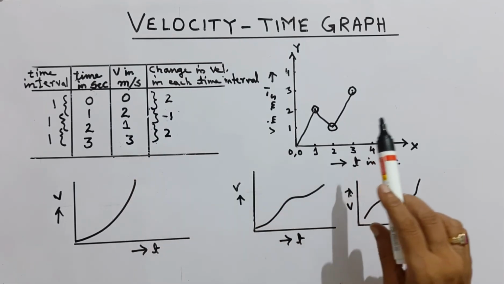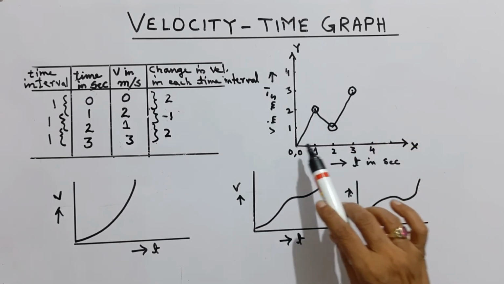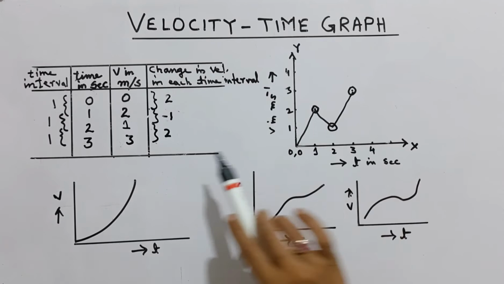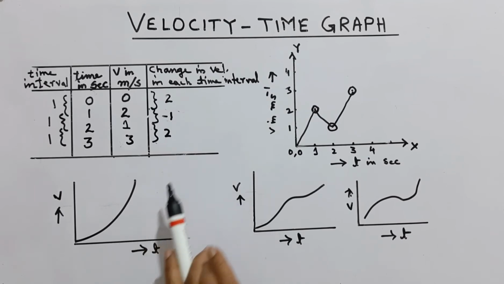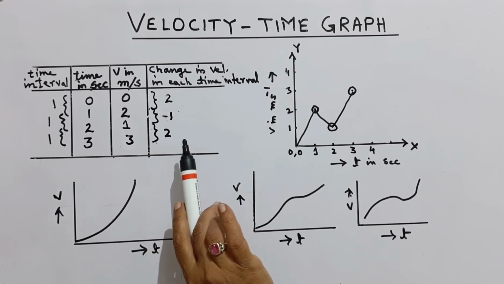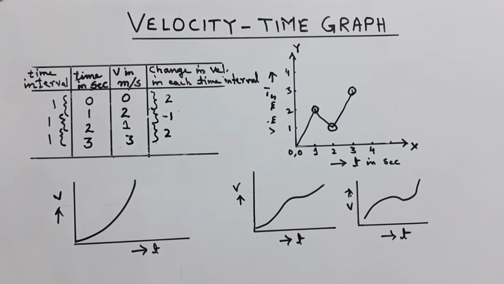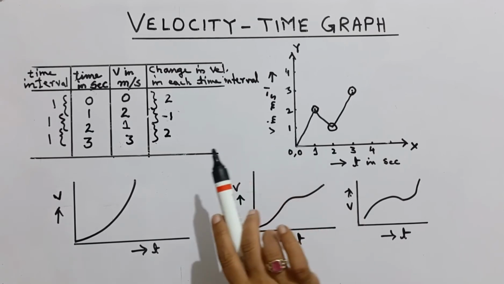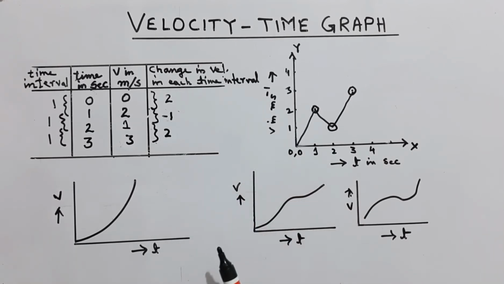When we plot the graph, we find that the nature of this graph is like this. It is not a straight line and the motion is also not uniformly accelerated motion. Although it is a case of non-uniform motion, it is not a uniformly accelerated motion. The motion is non-uniform and the acceleration is also non-uniform.